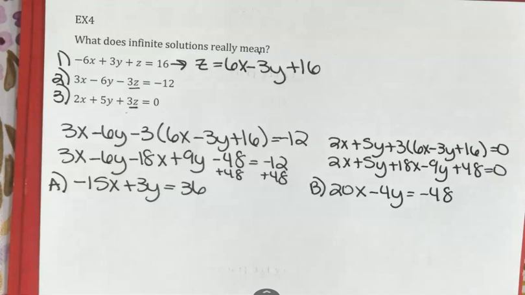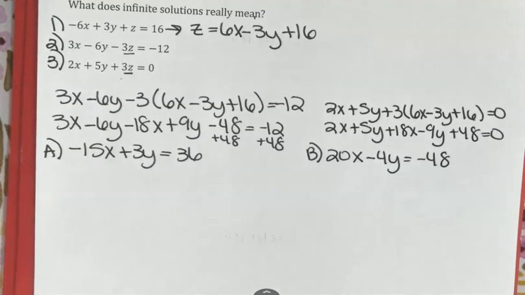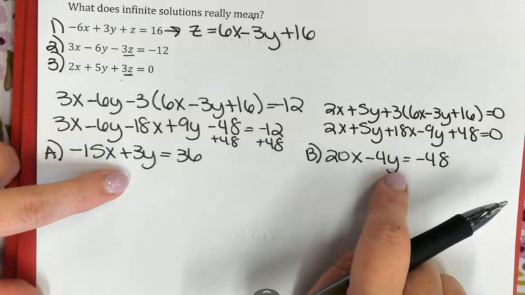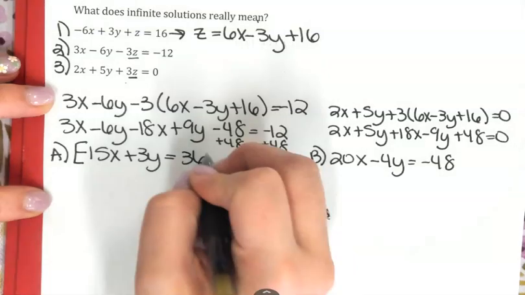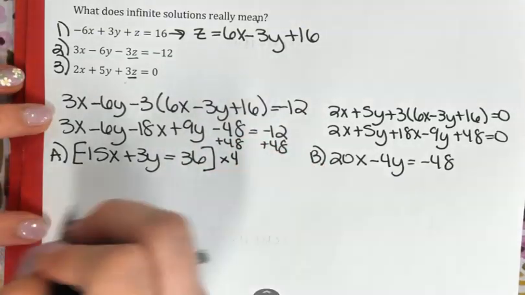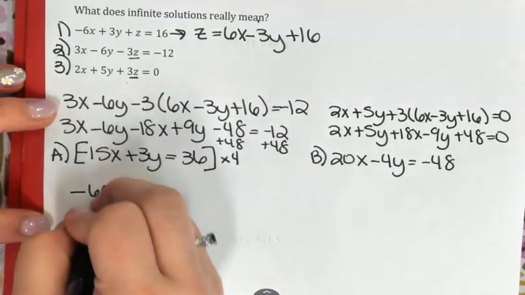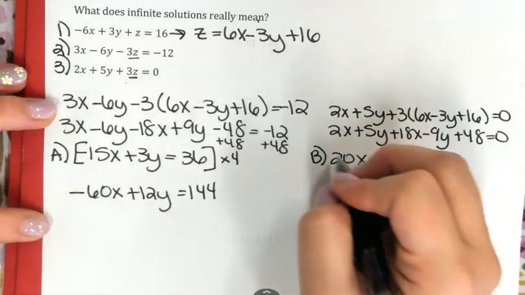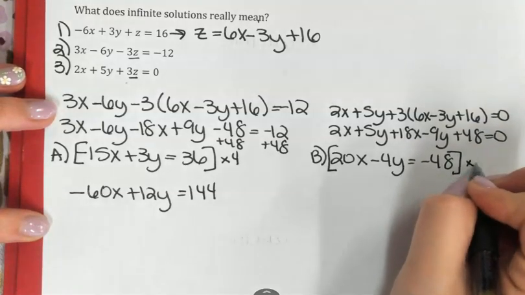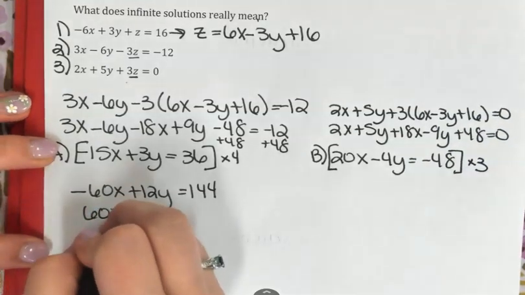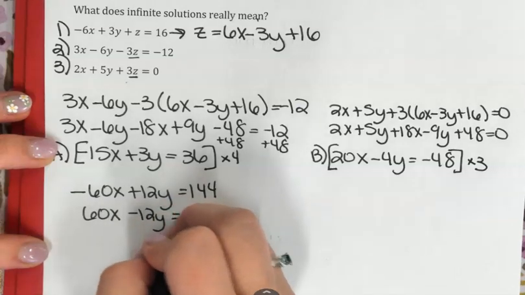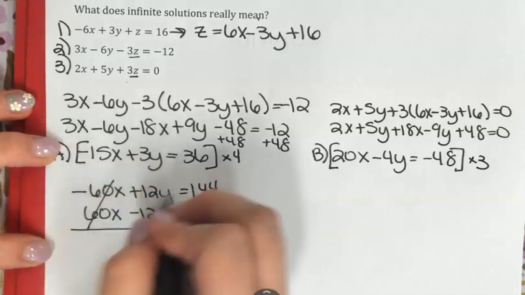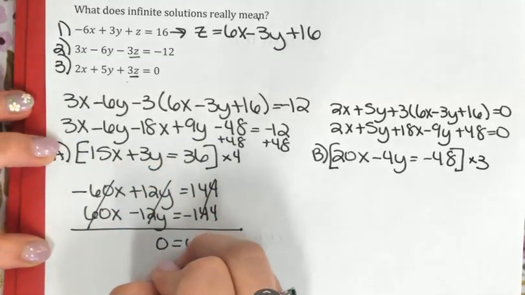Between the two of these, again, I want to use elimination so that I'm not dealing with fractions. And I'm going to look at my y's. Common multiple here would be 12. So I'm going to multiply equation A by 4. And then I'm going to multiply equation B times 3. And I end up with 0 equals 0.